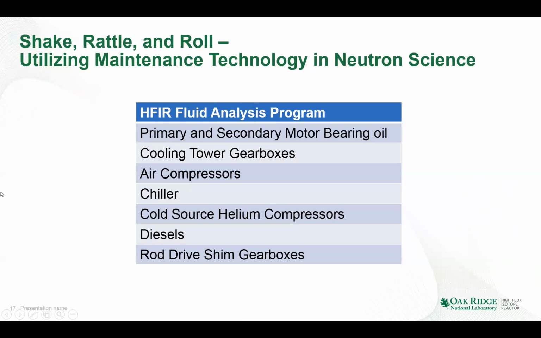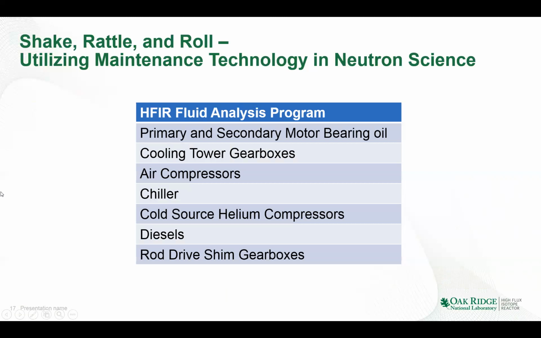So one of our claims to fame at the Hyper is that we have cold neutrons and thermal neutrons. And our cold neutrons are in an environment of 15 degrees Kelvin. And a lot of the researchers like the slow moving cold neutron.